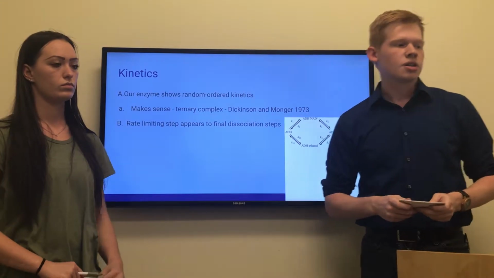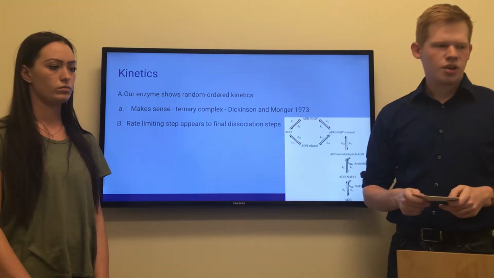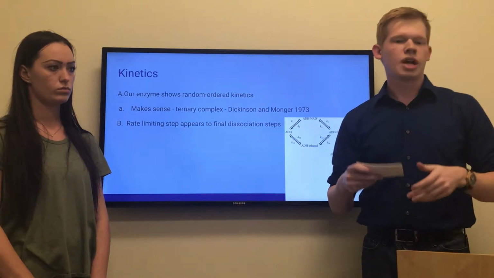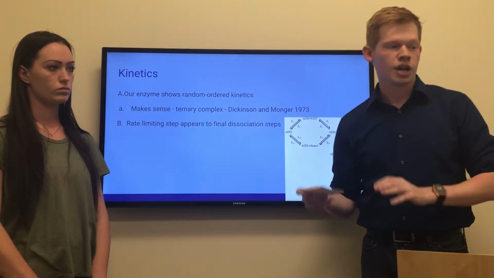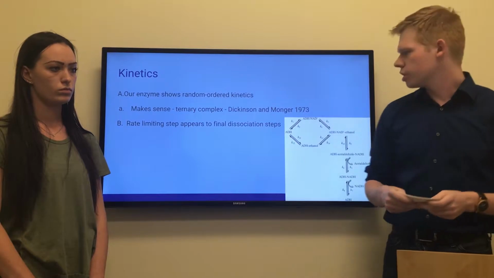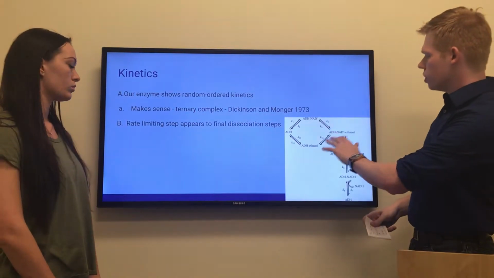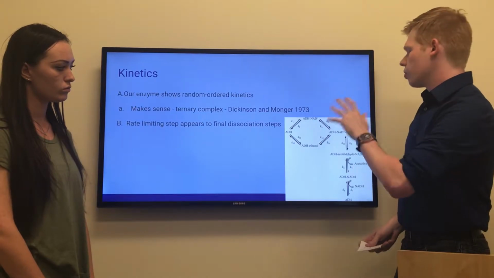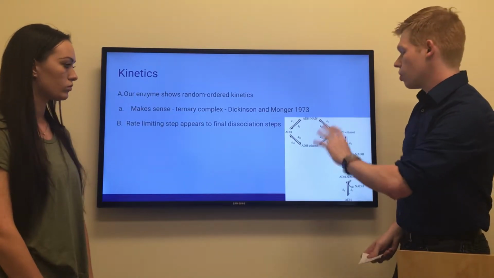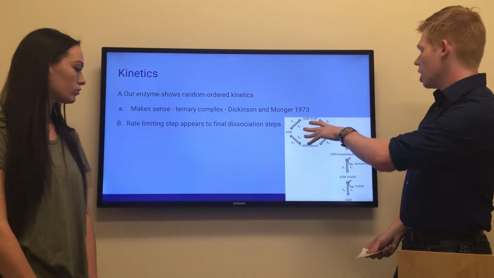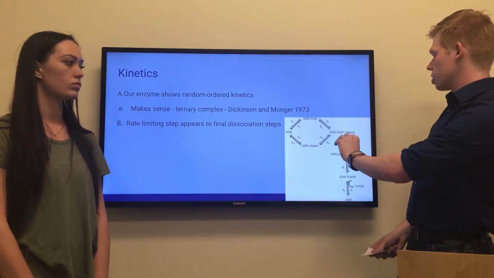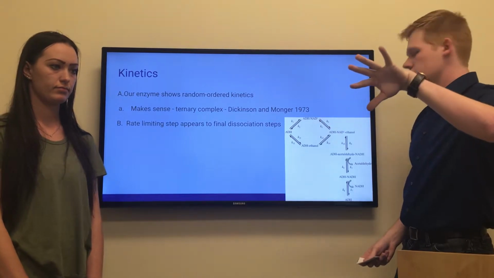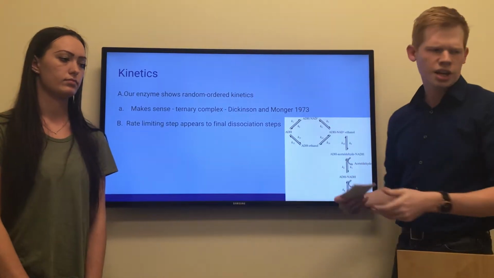And finally, the kinetics. We were able to predict earlier that we're going to have a ternary complex, which was again shown in Dickinson and Munger in 1973. This makes sense because either the NAD plus or the ethanol can combine with the alcohol dehydrogenase, and then it creates a ternary complex where the acetaldehyde and ketones are then pulled off, and then the NADH is then pulled off, which makes a lot of sense.